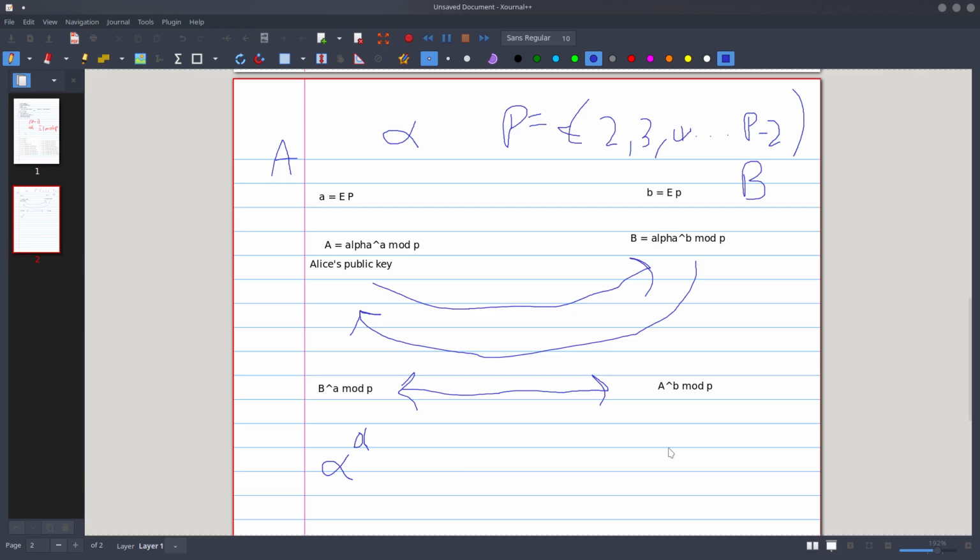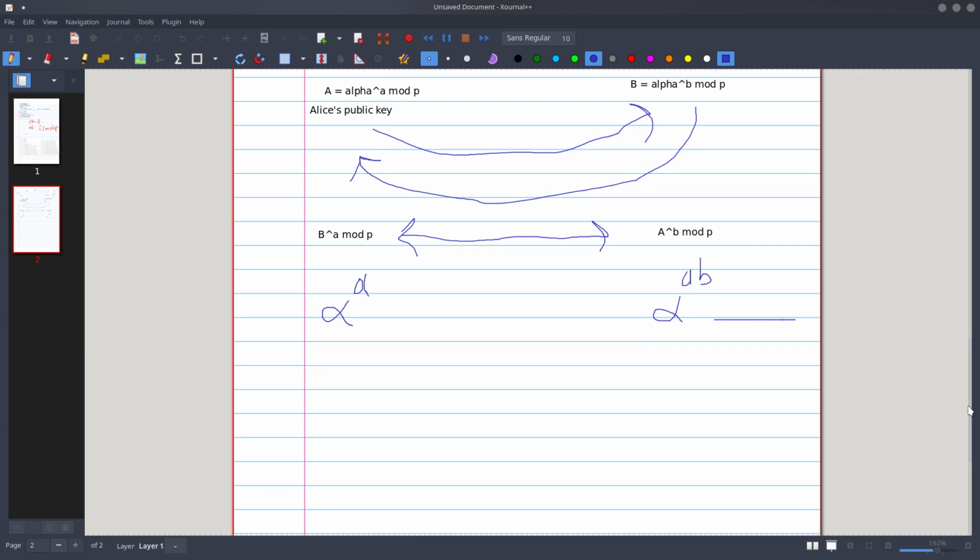So over here on Bob's side, what is Bob doing? Bob is taking this alpha raised to the A and exponentiating it, and so he ends up with alpha to the AB, reduced modulo P, of course. Just assume the reduced modulo P is there. I just don't want to do too much more drawing. And so this is what Bob is computing on his end.